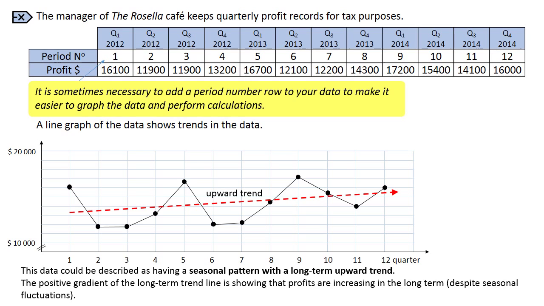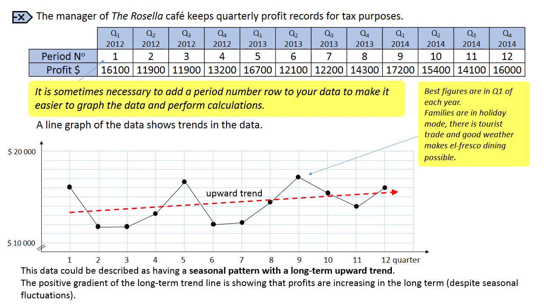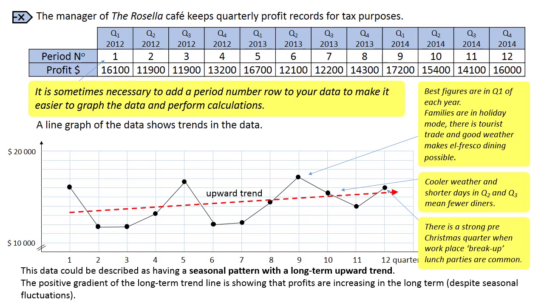Some questions might ask you to give reasons why a graph may be showing a particular seasonal pattern. In this case, we can see that best sales figures occur in Q1 each year. Families are in holiday mode. There is tourist trade, and good weather makes al fresco dining possible. In quarters 2 and 3, cooler weather and shorter days mean fewer diners. There is a strong pre-Christmas quarter where work break-up lunch parties are common.